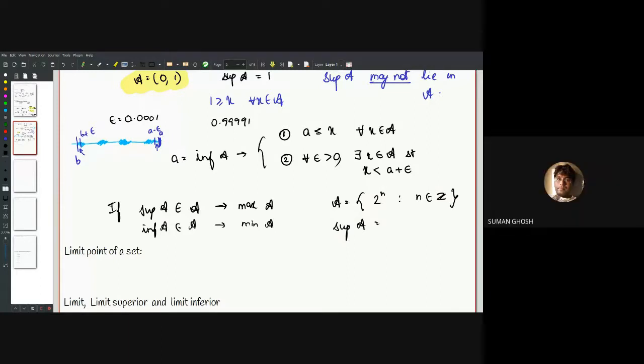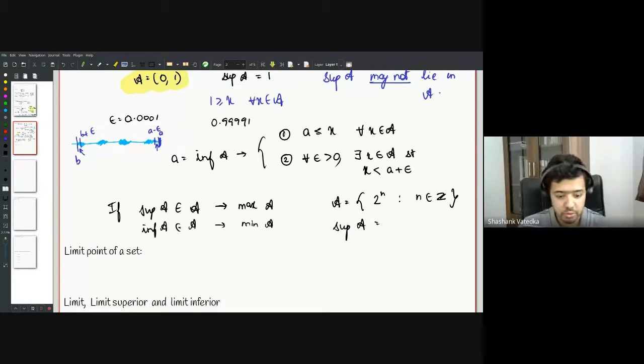Is it infinity? Yes, so the supremum is infinity because as n tends to infinity, 2 to the n also tends to infinity. So we say that the supremum of A is infinite, although infinity is not a real number. We say that if it is unbounded, then the supremum is infinity. Similarly, if it is not bounded from below, if it tends to minus infinity, then we say that the infimum is minus infinity. So in this case, what is the infimum of the set?